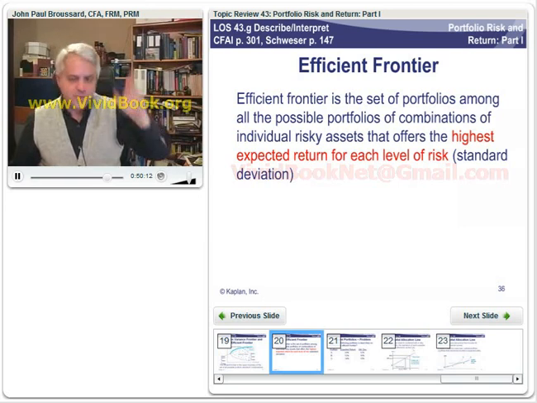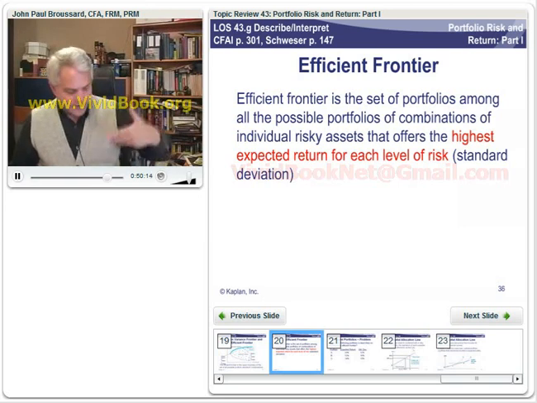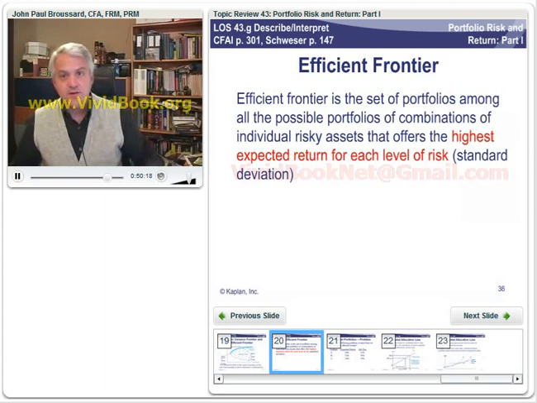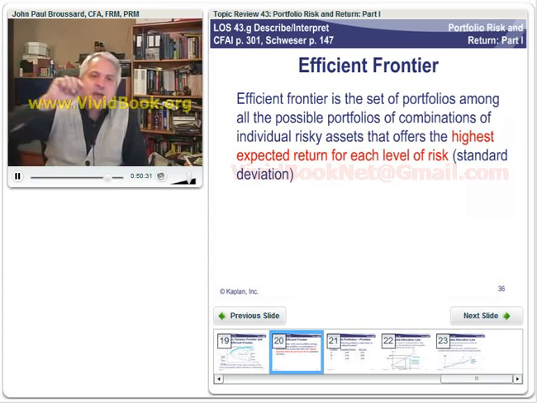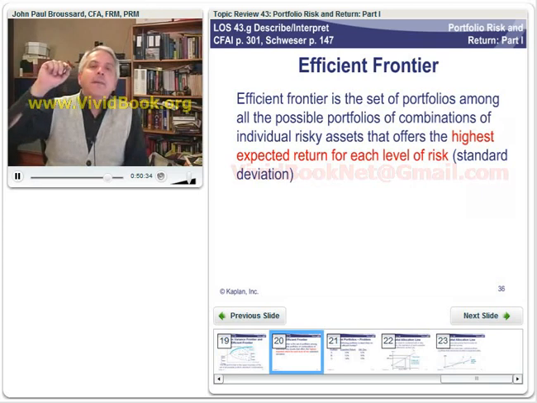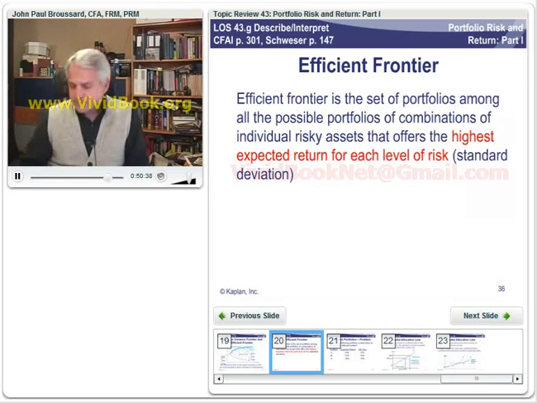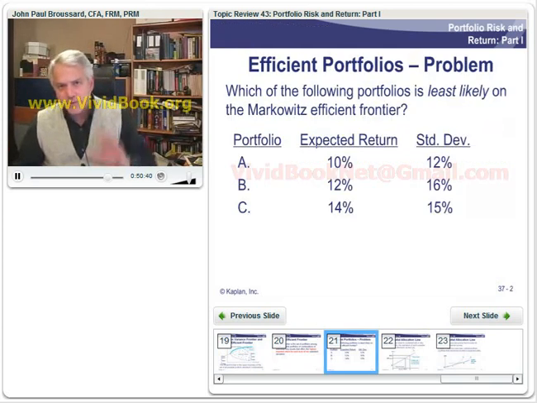What you should recognize, and I spent a lot of time on this definition, is that the efficient frontier is a set of portfolios, amongst all possible combinations of individual risky assets, that offer the highest expected return at each level of risk or standard deviation. Think of the efficient frontier as those assets that give you the best bang, or the best reward, per unit of risk that you're taking. We'll talk more about that later in part 2.